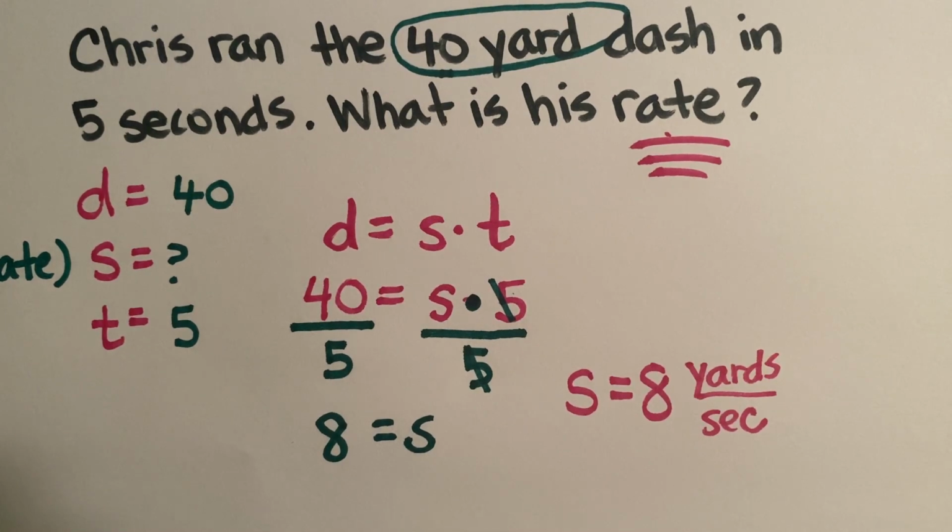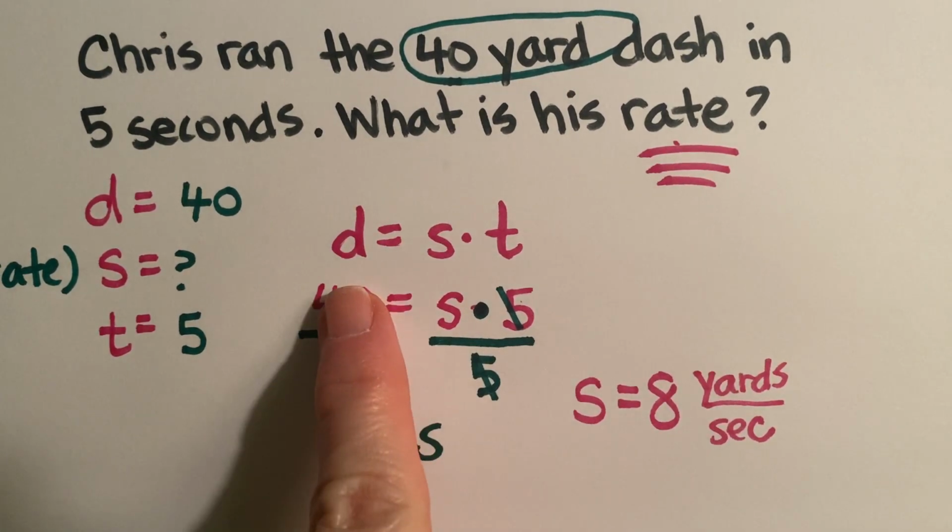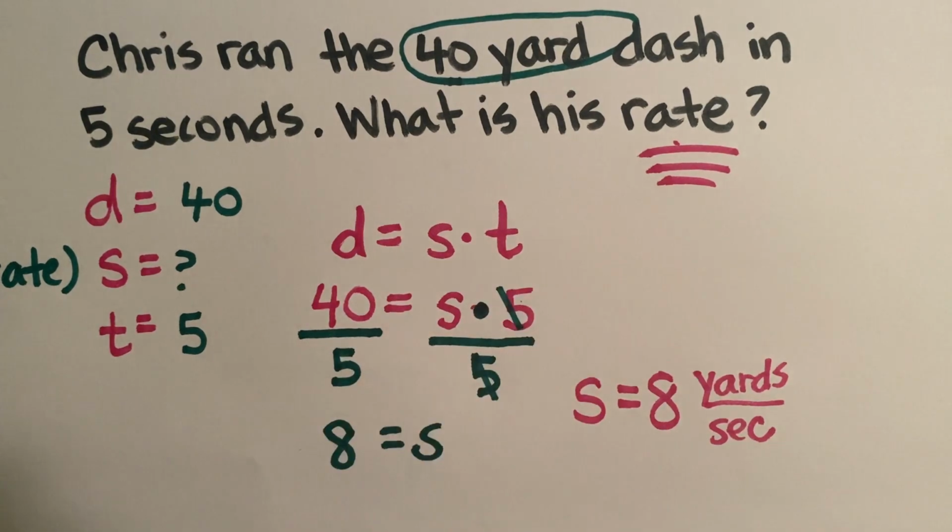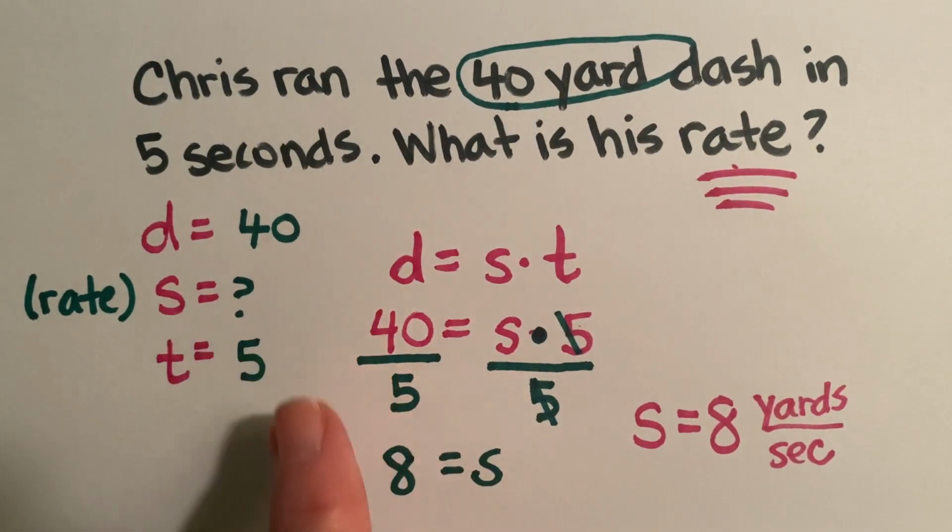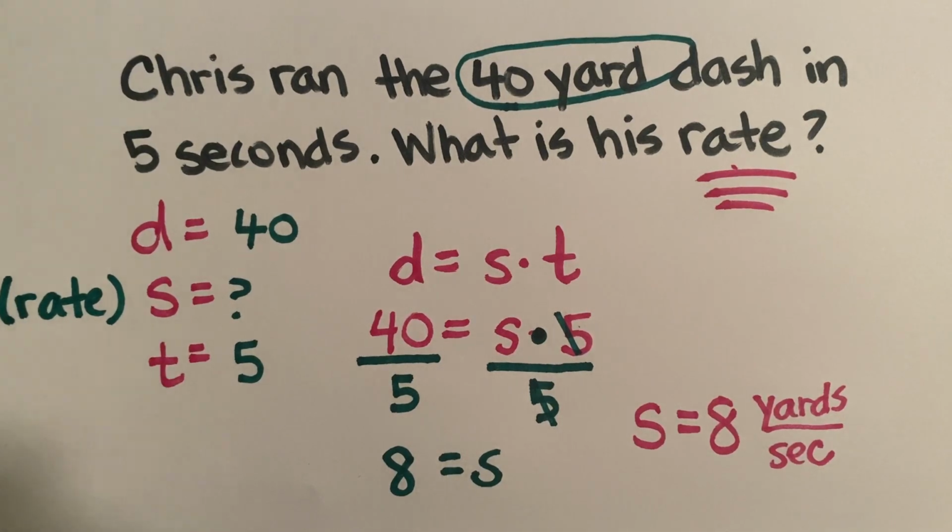Okay, so that's it. Pretty easy. Just remember, distance equals speed times time. And usually you're given 2 out of the 3, and then you have to go ahead and find the third item.